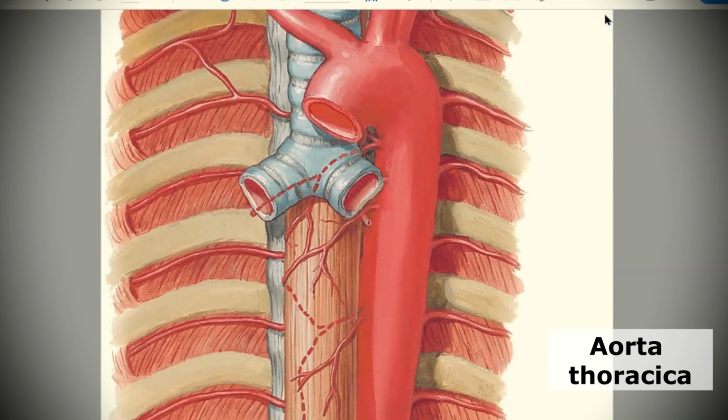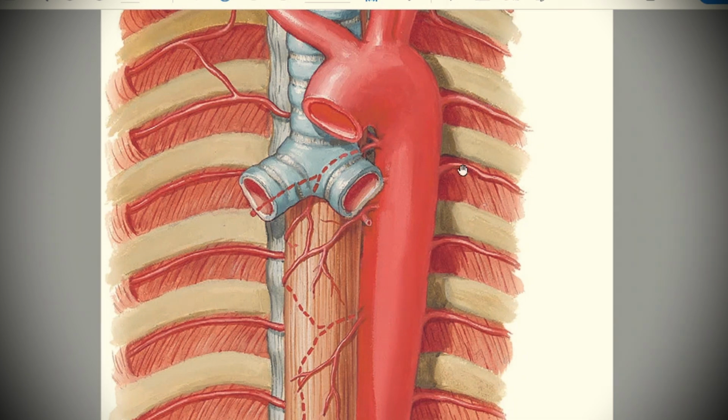All branches of the thoracic aorta you can divide into two groups: parietal and visceral branches. Parietal branches supply the walls of your thoracic cavity. Visceral branches supply the internal organs, the viscera of your thoracic cavity.